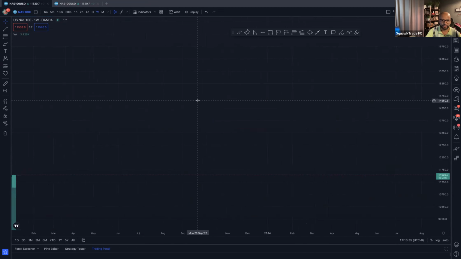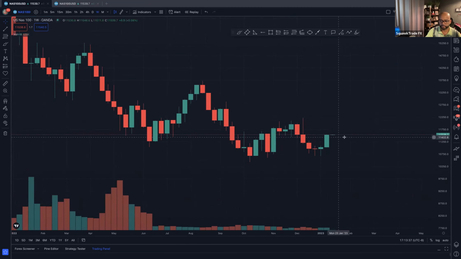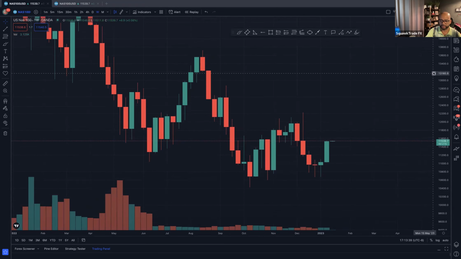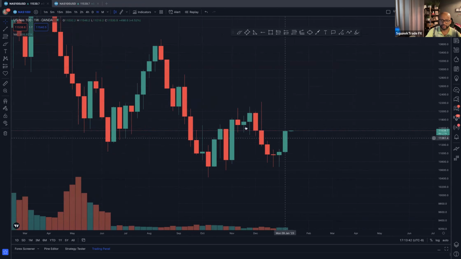On the weekly, each one of these candles is a weekly candle, right? So on the weekly, I start to mark up. So let's take a look. Let's start with the last week, right? So the first thing I do is I mark up, and give me a second right here.